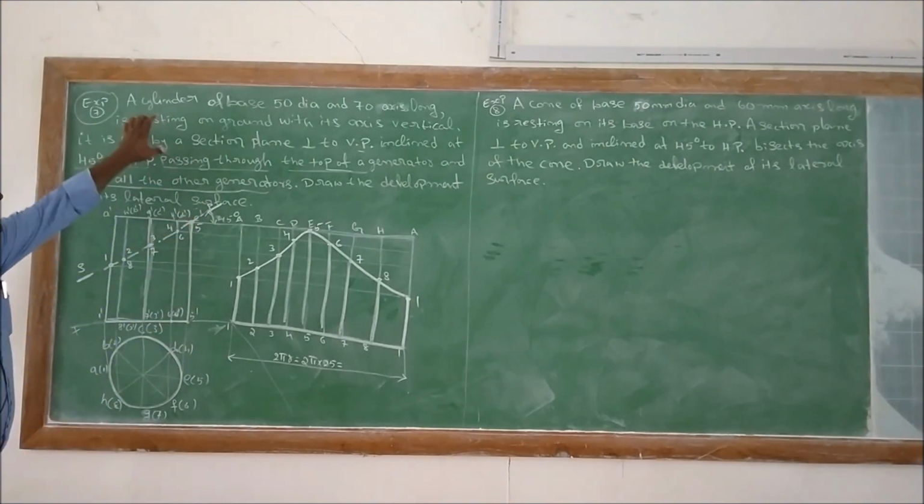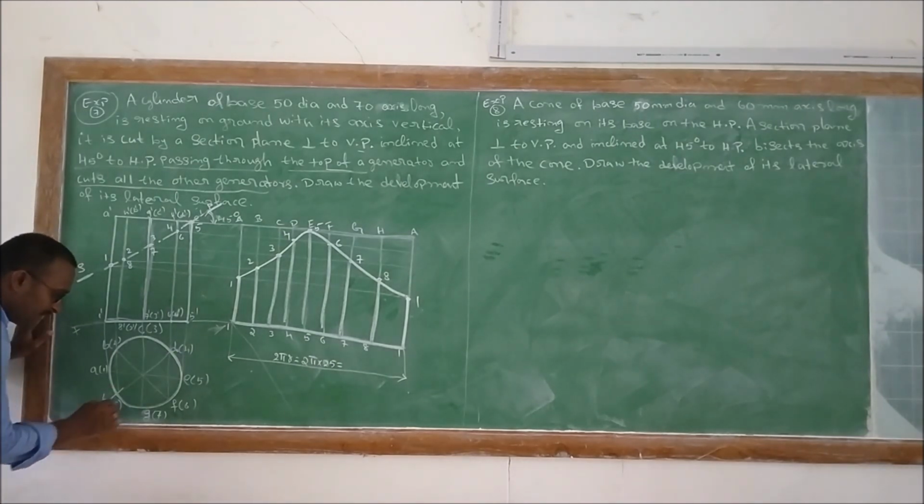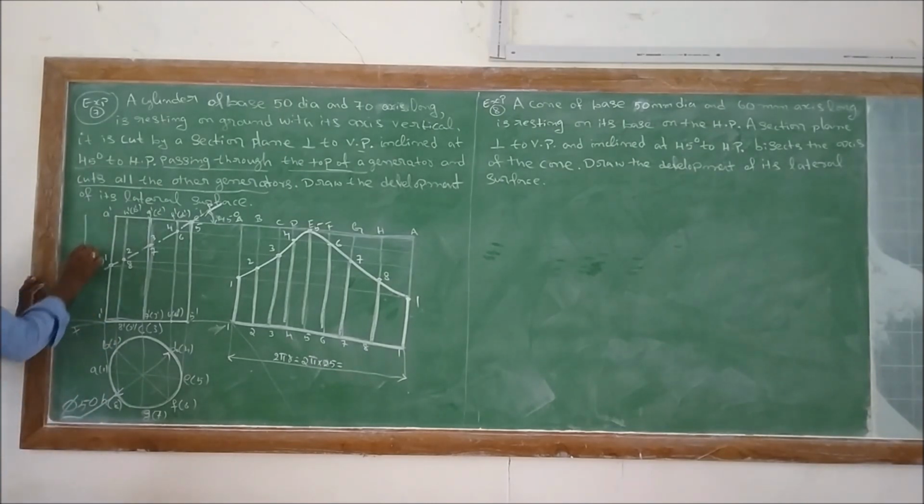development of the lateral surface of the cylinder when it is cut by a section plane perpendicular to the VP, inclined at an angle of 45 degrees to the HP. Right? Here the base diameter is about 50. Height is 70.